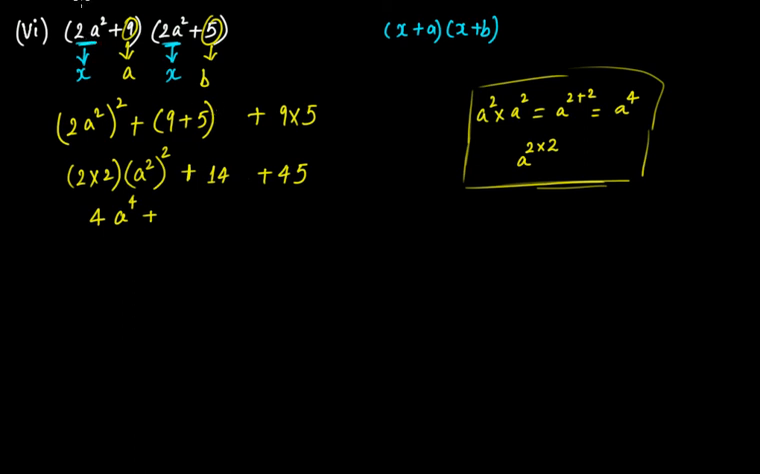This x means what? 2a squared, I'm sorry. This is 2a squared. So this is 4a raised to the power of 4. This will be 28a squared. Okay, I'm sorry. And then you have 45, right?